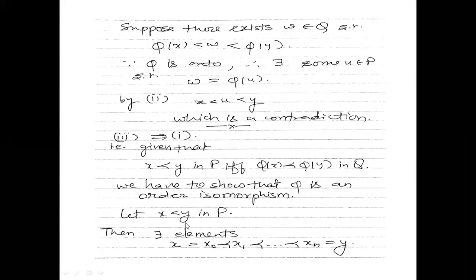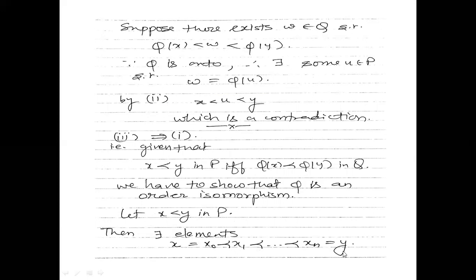Let x be less than y in P. So when do we say that phi is an order isomorphism? Phi will be an order isomorphism if and only if x is less than y in P implies phi x is less than phi y in Q, and conversely. So let x be less than y in P. Then there may be some element between x and y. Then there exist elements x1, x2 like this: x equal to x naught covered by x1, covered by x2, and so on.